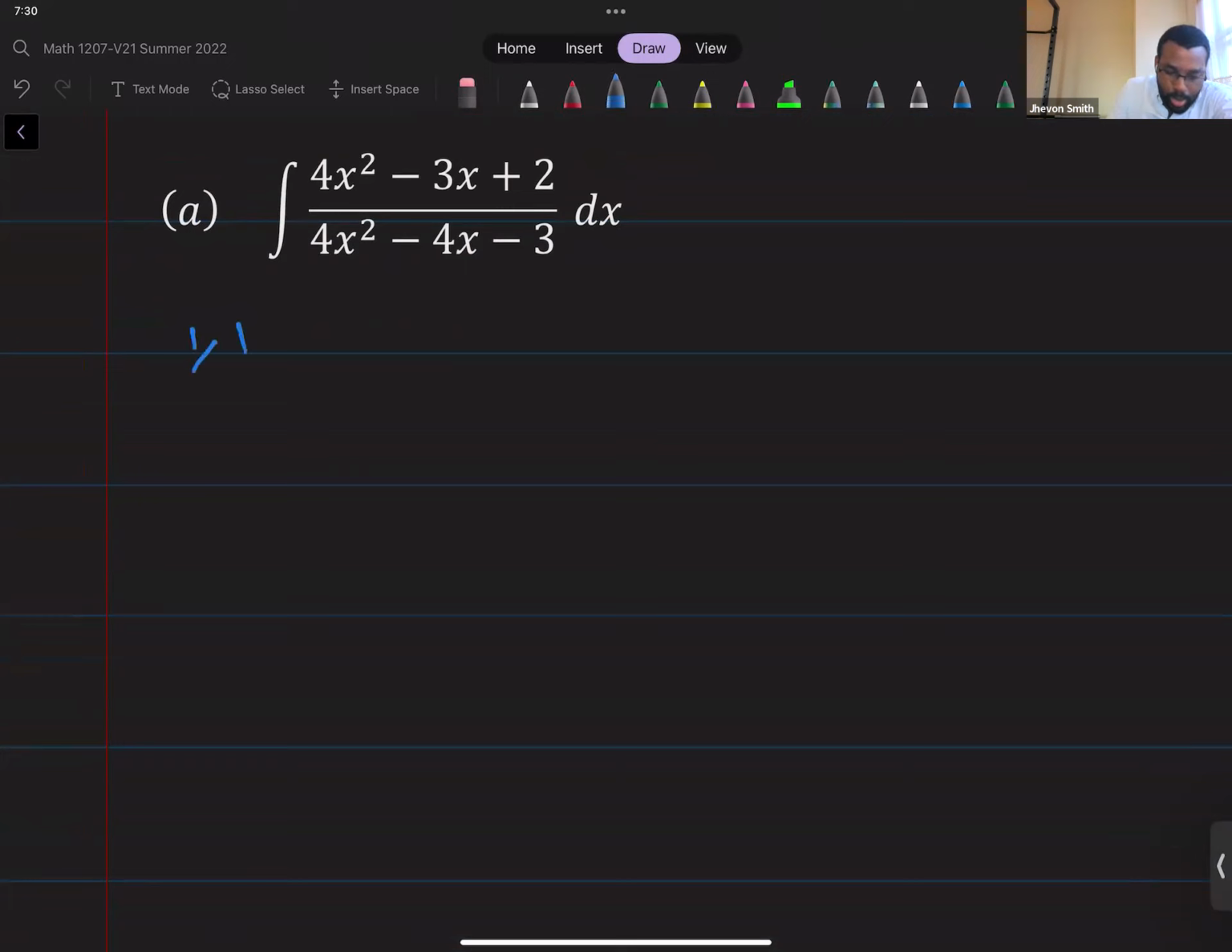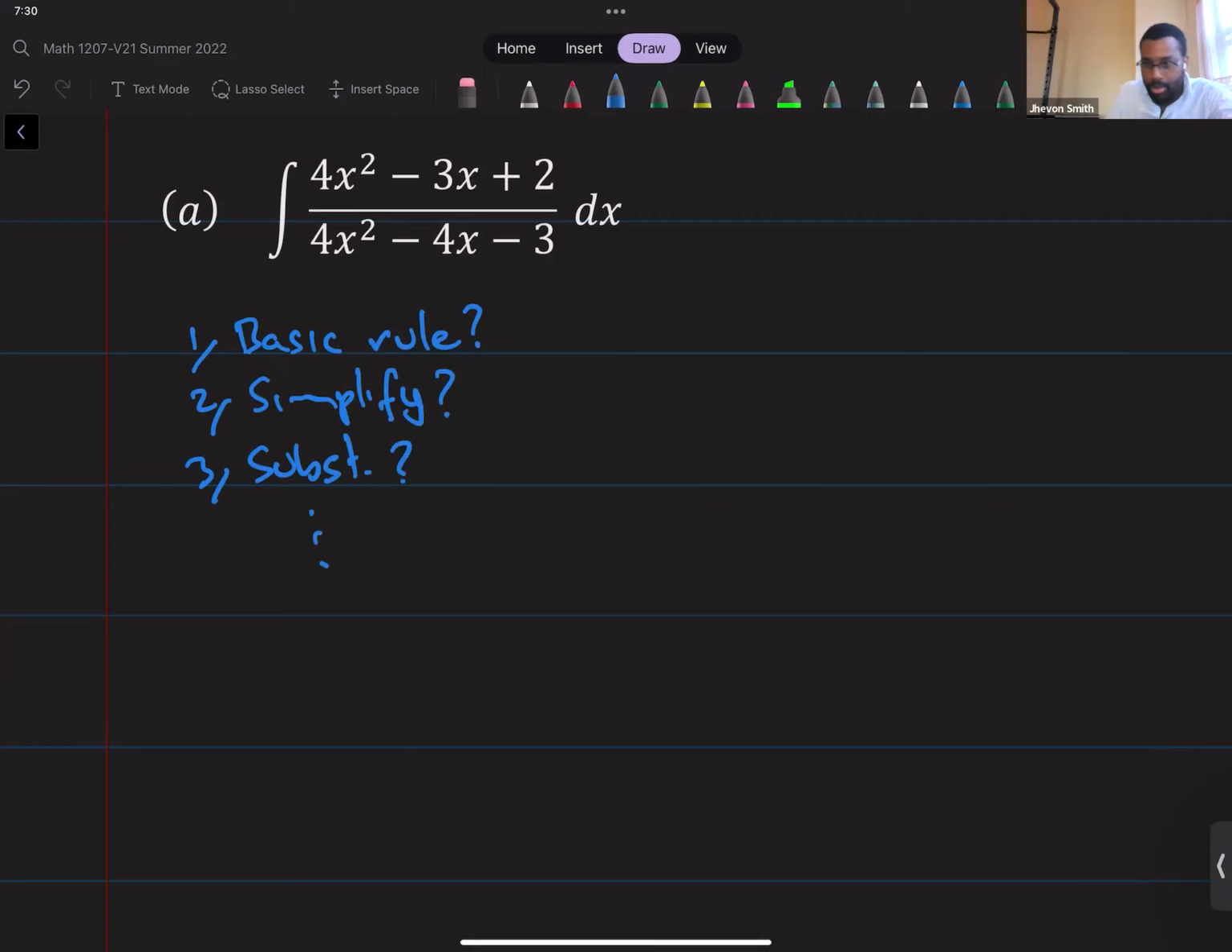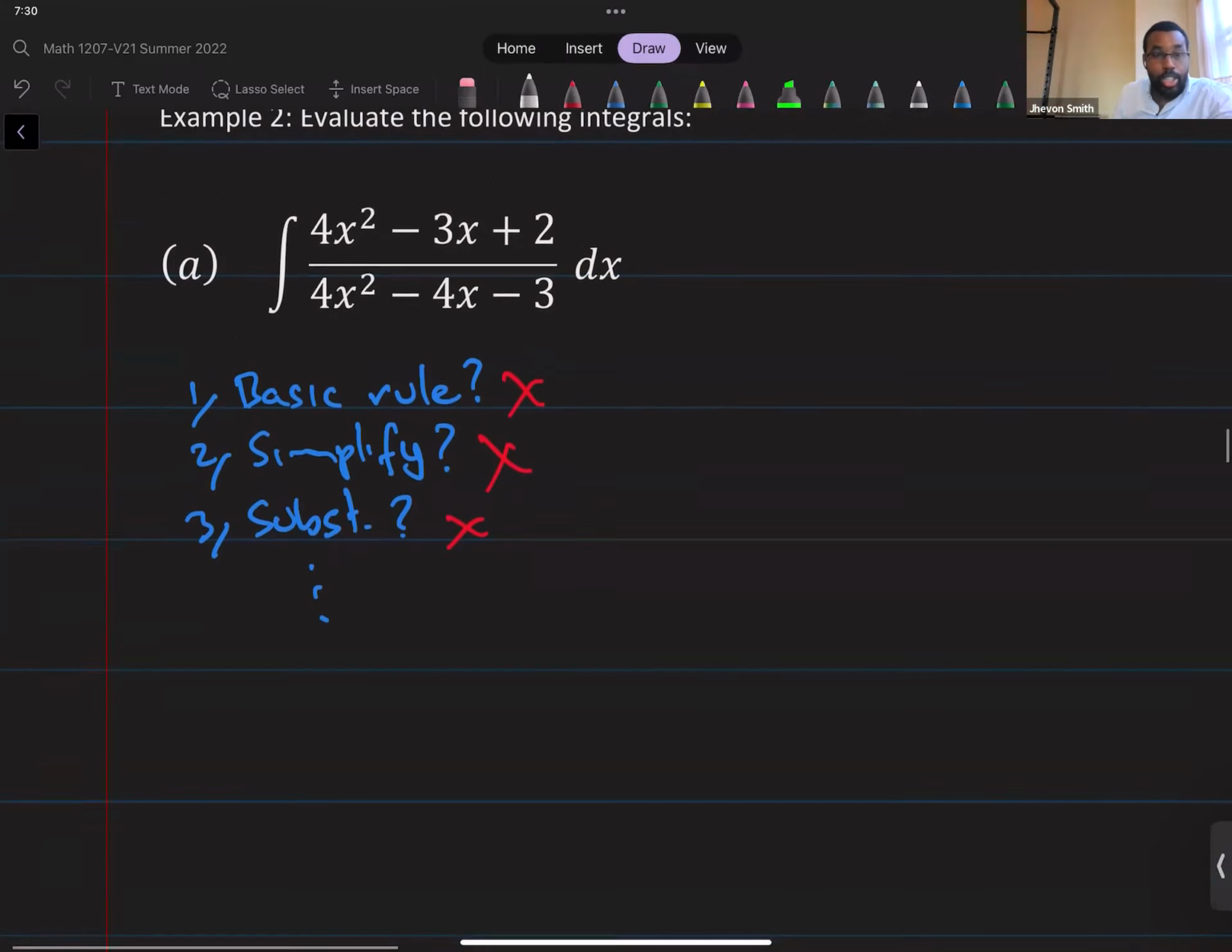Again, you go through the whole basic rule, simplify, substitution, all that stuff. None of that's going to work here. Okay, so now that we've decided that, and we realize that these aren't really options, now we can actually get into how we'd actually attack this.